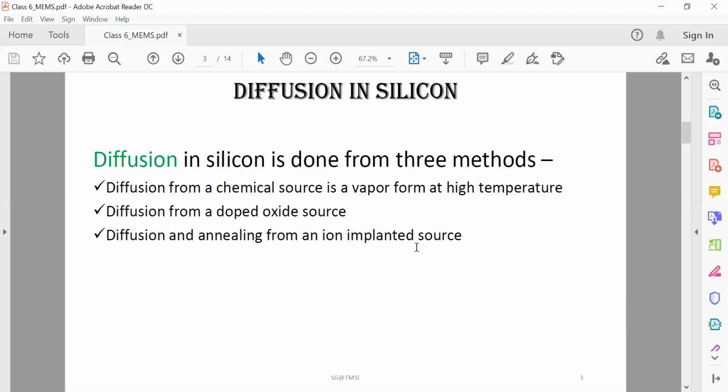So ion implantation, we will go through this technique after one or two slides. Here are the three processes. You just need to know the names of the methods or the main criteria: how can you diffuse the silicon? So these are the three methods.